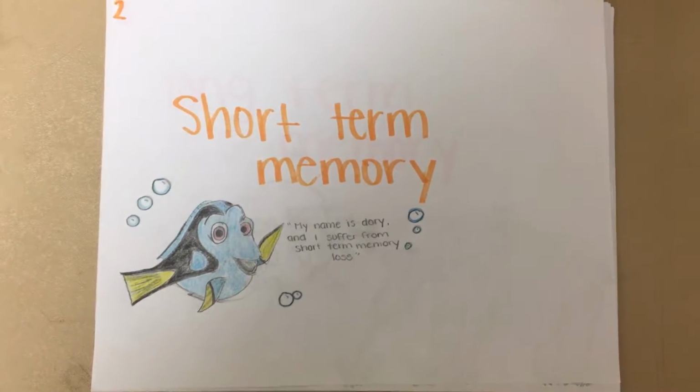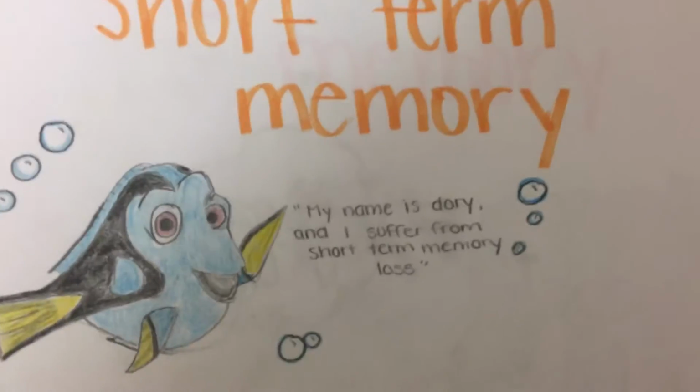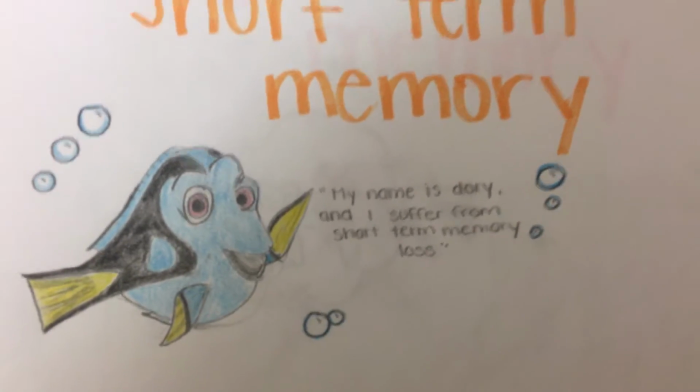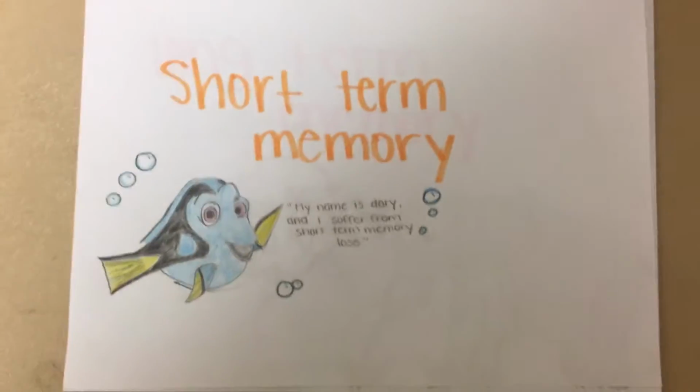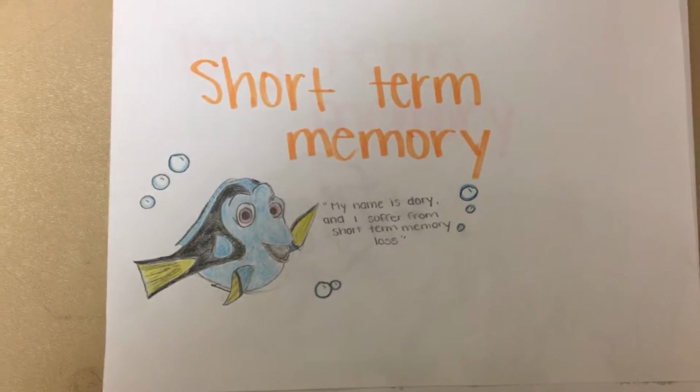Short-term memory. Short-term memory is information that comes from the sensory memory. It has limited capacity. It has brief storage of items, up to 30 seconds with no rehearsal. It is involved in conscious processing of information. Here we drew Dory, who suffers from short-term memory loss.